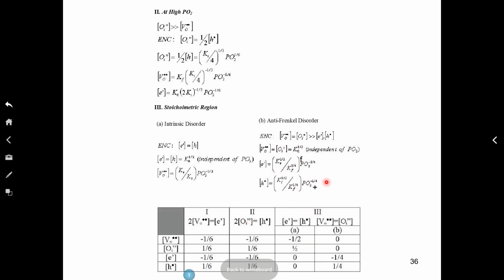And before you construct the Brouwer diagram, you can summarize your defect concentrations, and you can indicate in each of these regions, this is low PO2, this is high PO2, this is the intermediate with two possibilities. And you can just list the exponent of the PO2.